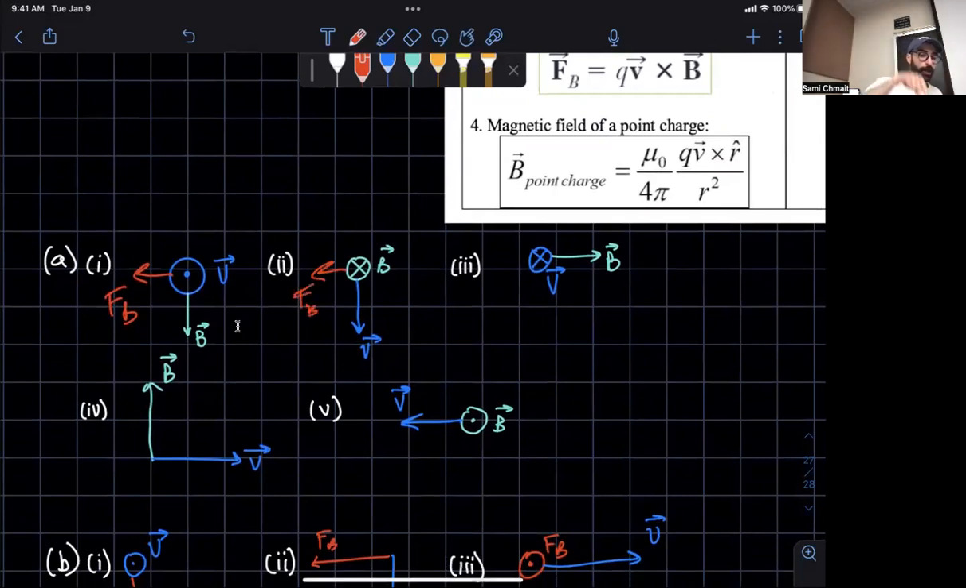And now my pointer finger is going into the page, my middle finger is going rightward. My thumb points down, but remember, negative charge, so it's actually pointing up. And then for this one it's pretty much the same thing, thumb pointing up, so it goes into the page in this case. With a negative charge, you just flip it basically. And then pointer finger, middle finger up. Again, thumb's pointing up, so it's actually going down here, FB.